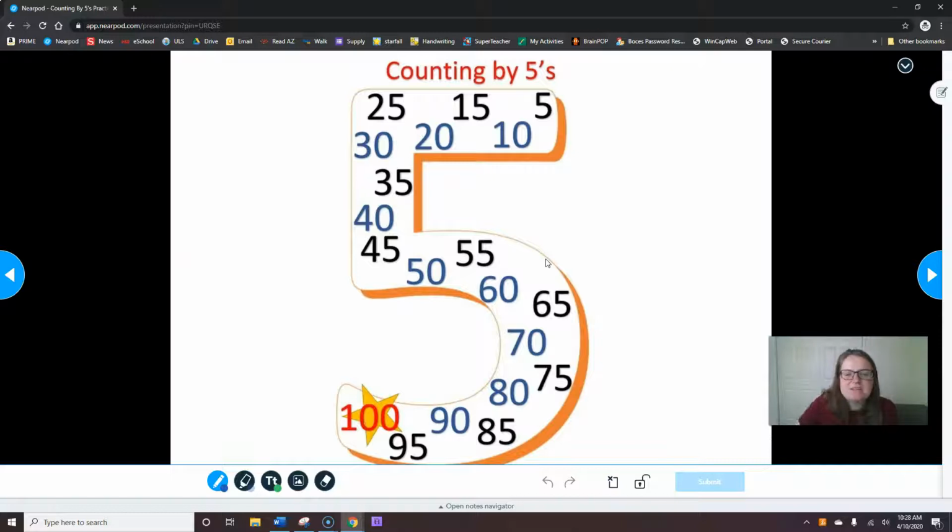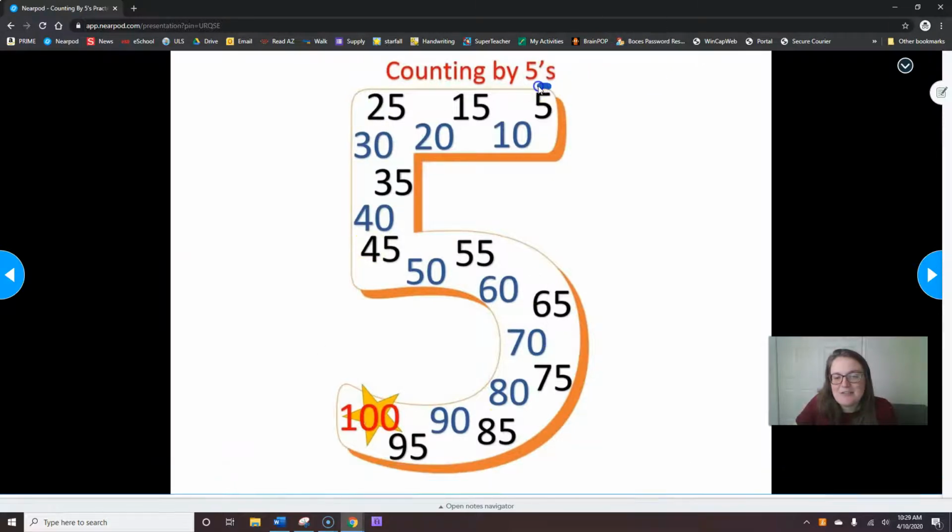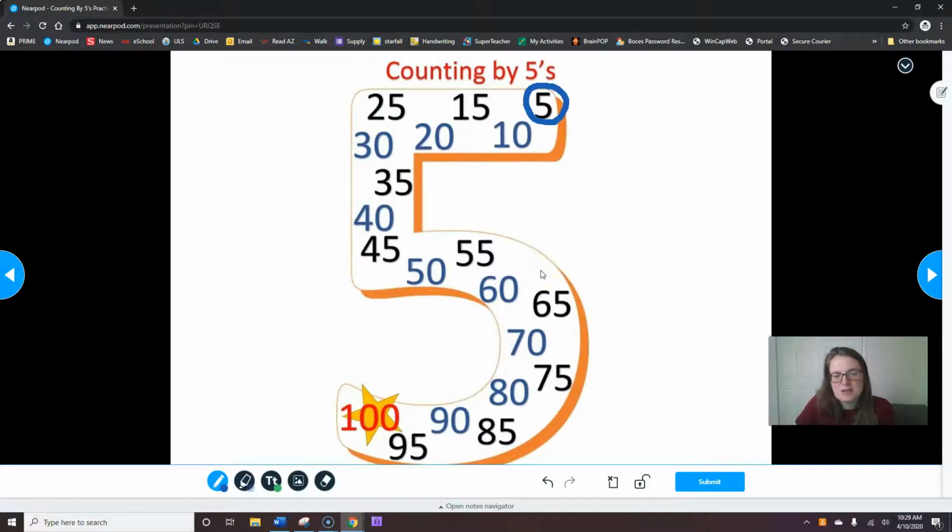Now, this is counting by fives practice. I want you to circle the 5 that's inside the 5. So this one right here, because that's where we're going to start. And I'm going to review, remember we made this in school, how to count by fives. Ready? I want you to count with me.